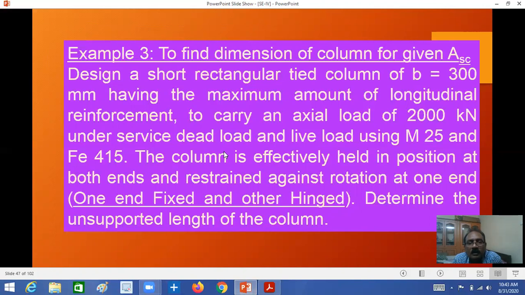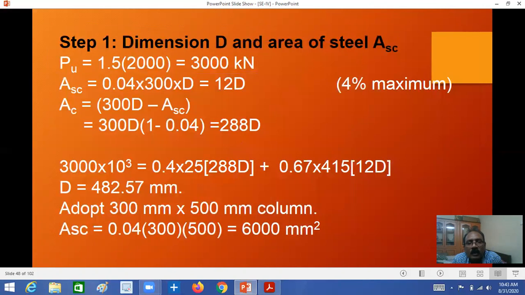Here the given data is breadth B equal to 300 mm, and the load is given. We have to find out the dimension D and the area of ASC. Now Pu equal to factored load, 1.5 into 2000, that is equal to 3000 kilonewtons. Now the area of compression reinforcement is 4%, that is the maximum.